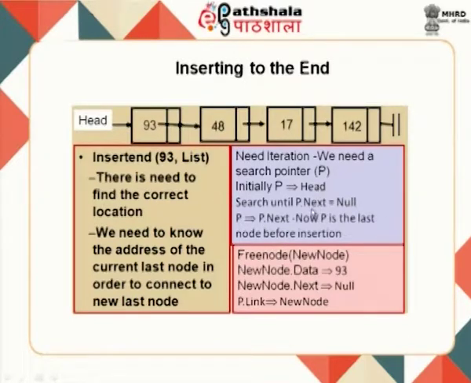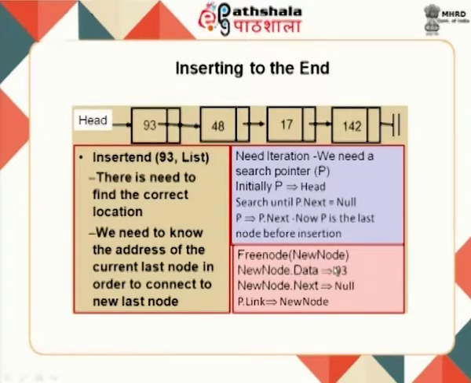Until that is reached, we will loop. So, this is a loop. Now, P points to this. So, P is equal to P dot next. Now, P is the last node before insertion. Search until P dot next is equal to null. Now P is the last node.